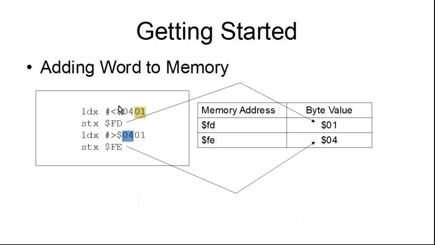So it's going to copy 01 to the X register. And then on this line, it's going to copy 01 into this memory location FD. And these last two instructions are going to get the most significant byte, which in this case is 04, and store it into memory location FE.